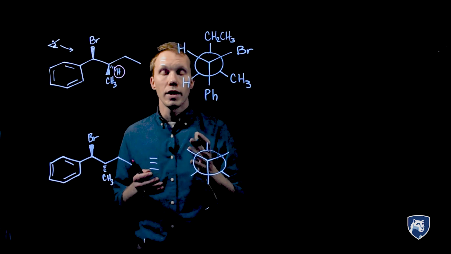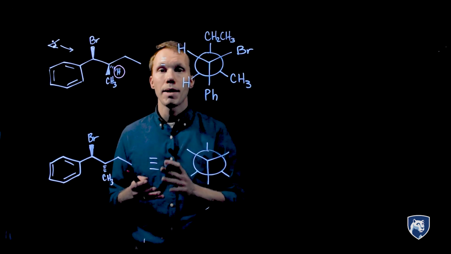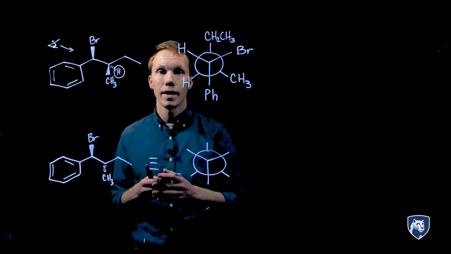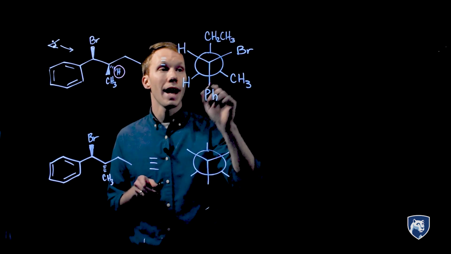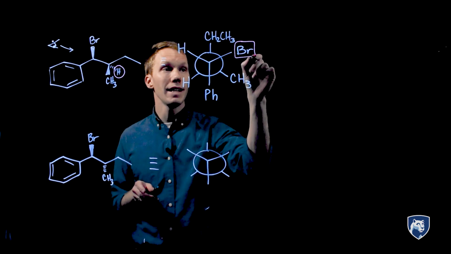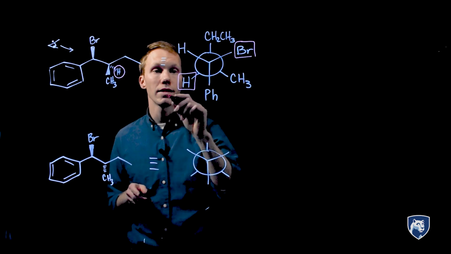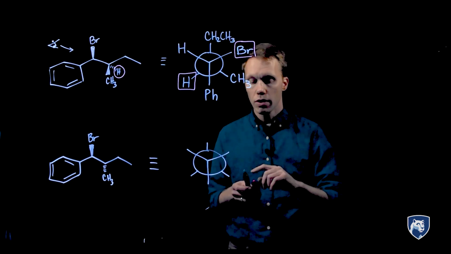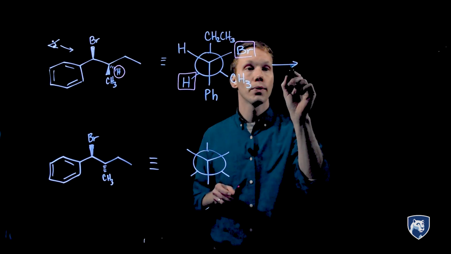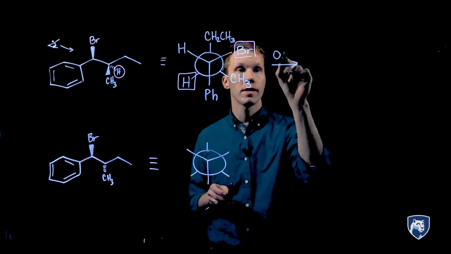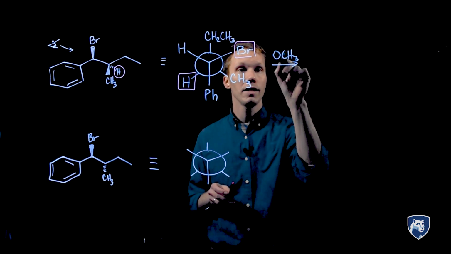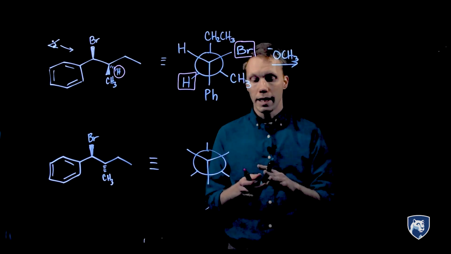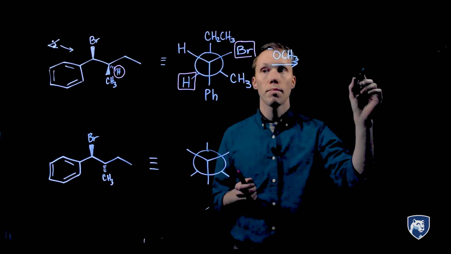In this conformation, are my leaving group and my beta hydrogen anti-periplanar? Yes, they are. We have my leaving group here, and it is 180 degrees anti to my beta hydrogen. So the elimination can occur through this conformation. So in the presence of methoxide ion, the beta hydrogen can be deprotonated and our leaving group can leave, and we will form an alkene product.